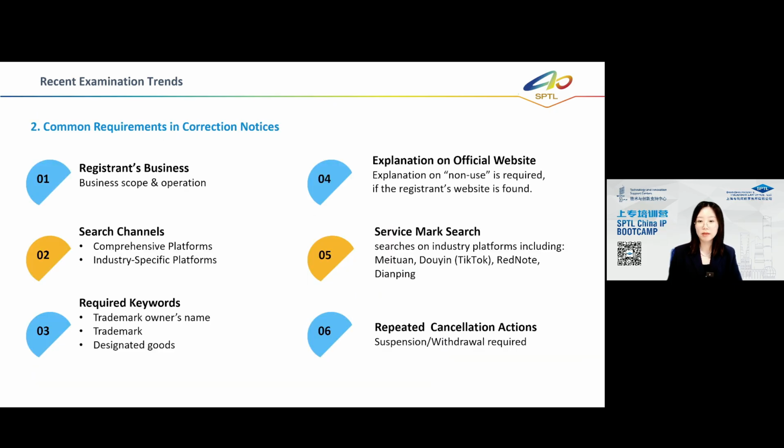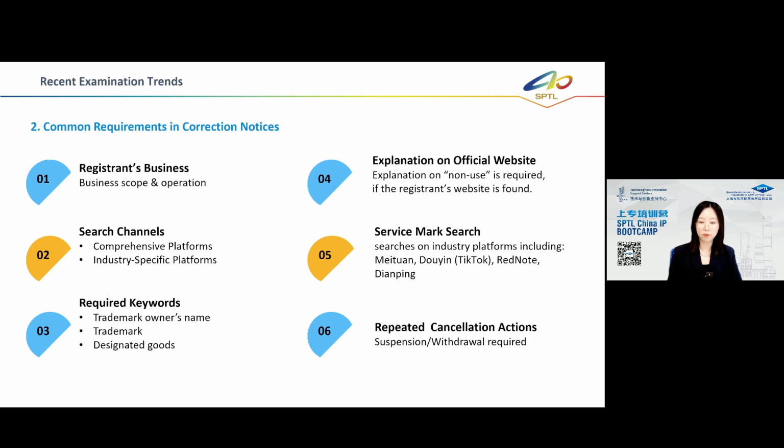In the formality examination, examiners have frequently issued notices of correction. They request applicants to supplement non-use evidence or correct procedural deficiencies. Mostly, these correction notices are based on the updates of the requirements. Common requirements include information on the registrant's business scope and operational status, to see whether the trademark registrant is in good standing or not.